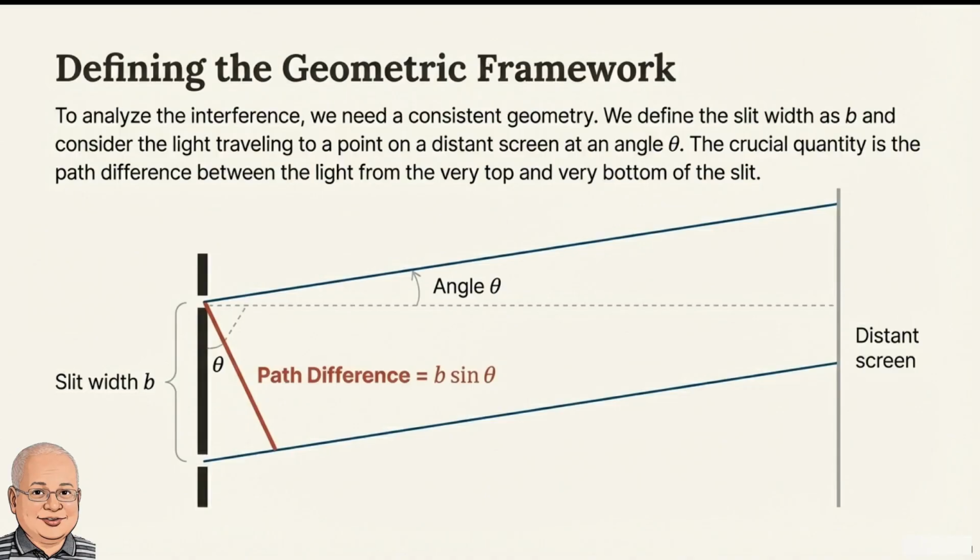The crucial quantity is the path difference between the light from the very top and the very bottom of the slits. So that gives us the path difference delta x, which is B sine theta, and that is being projected at a distant screen.